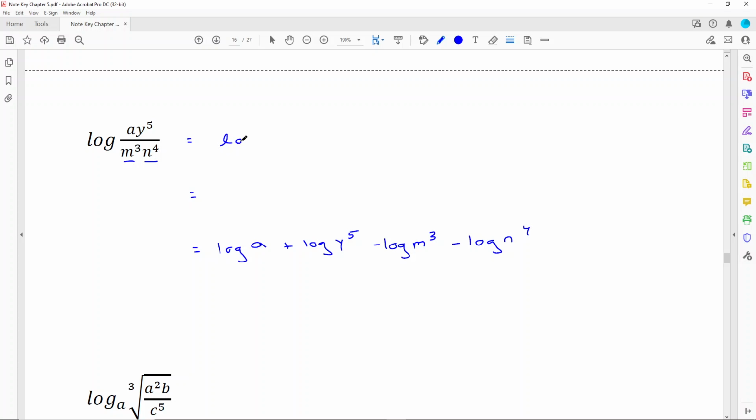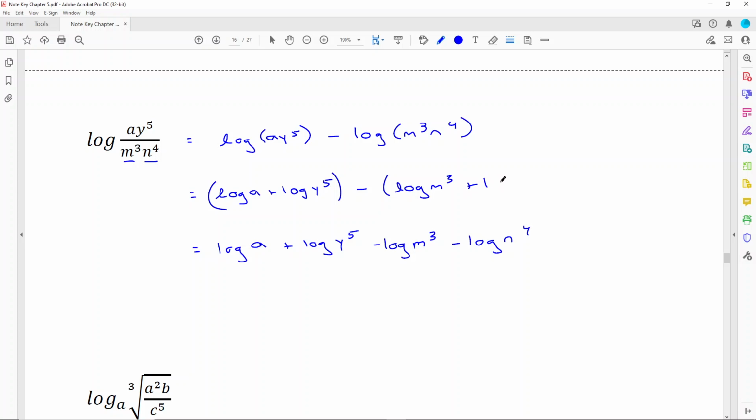Maybe you need to see that this is log of a y to the 5 minus log of m cubed n to the 4, because maybe you're looking at the fact, hey, this is division, I want to do that whole thing as a subtraction. Then maybe you can see, hey, these are multiplying, so now I can write this as log of a plus log of y to the 5, and then from that I'm going to subtract log of m cubed plus log of n to the 4. So I'm showing you this because what I want you to see is that both the things in the denominator are getting subtracted. You can do that straight away, or you can be like, oh, but I see it as a multiplication and I don't get it.